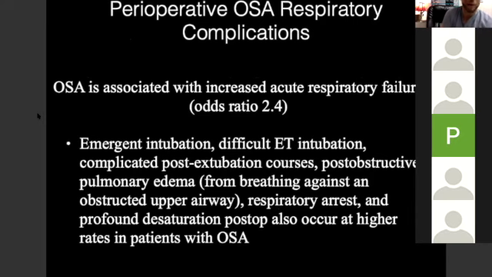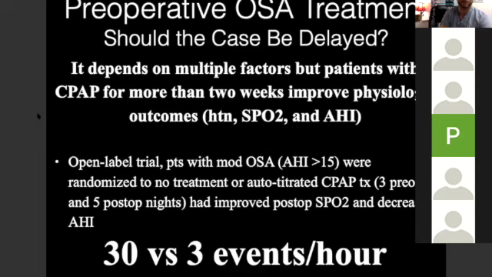And these are the problems we see in OSA patients. We have emergent intubations. We have difficult intubations. We have difficult extubation courses. You know, they're not breathing great, and we're working hard to keep them safe. We have patients who obstruct and get negative pressure pulmonary edema. We have respiratory arrests. We have profound desaturations. So all of these things are why we have to be careful in our OSA patients.